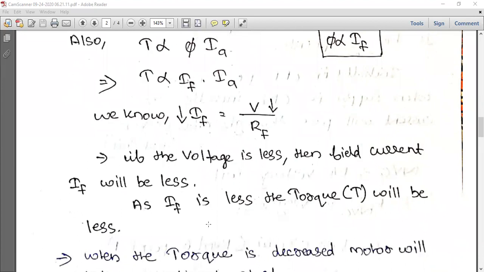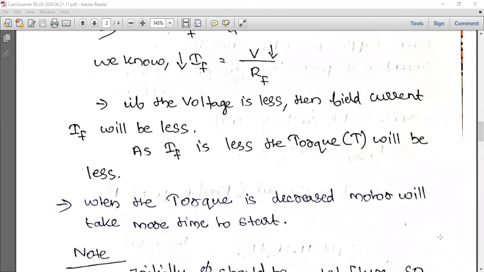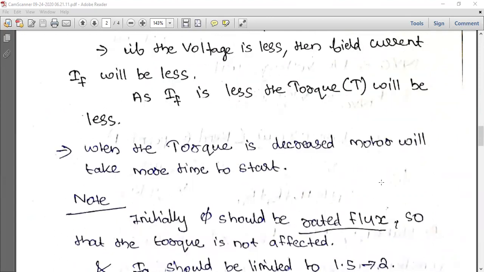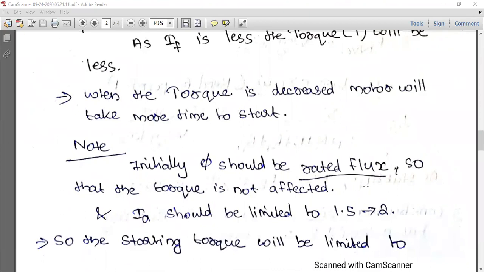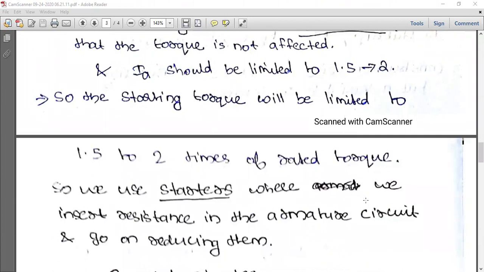So if If is less, the torque T will be less, and when the torque is decreased, the motor will take more time to start. That is, the current will not be dangerously high. So we understood that initially the flux phi should be the rated flux, so that the torque is not affected, and the current Ia should be limited to 1.5 to 2 times. So the starting torque will be limited to 1.5 to 2 times the rated torque.